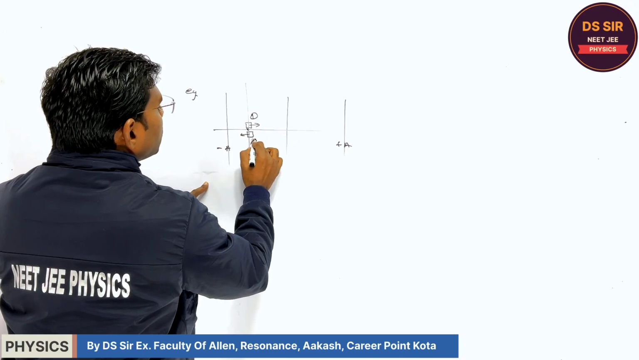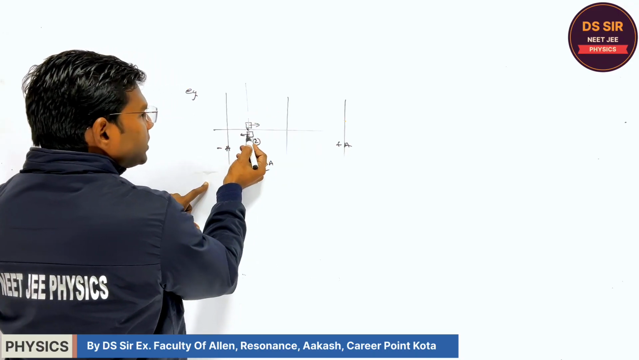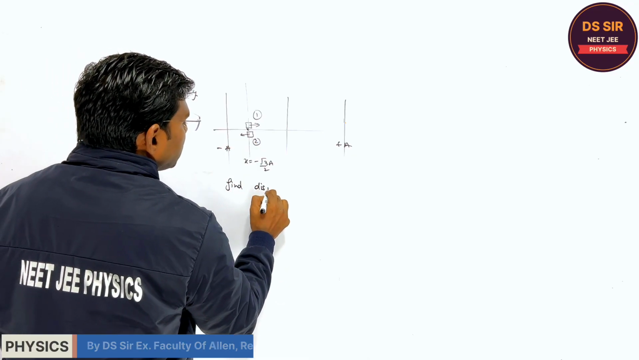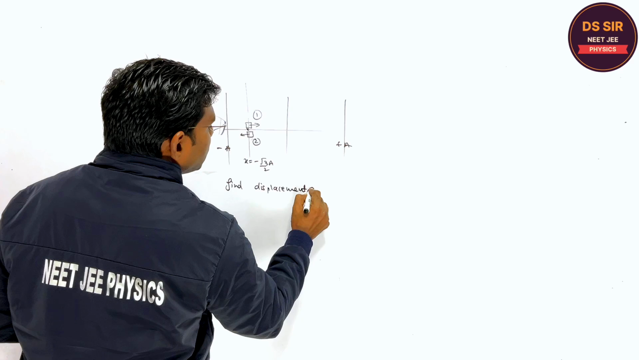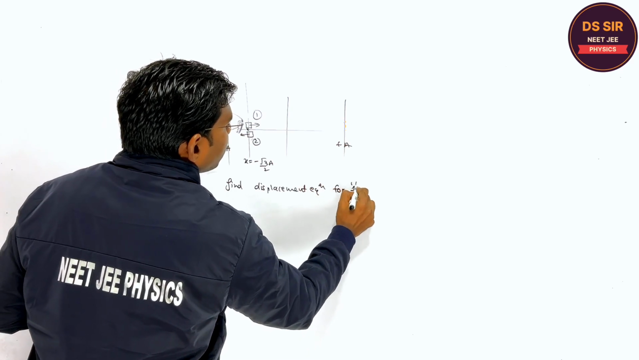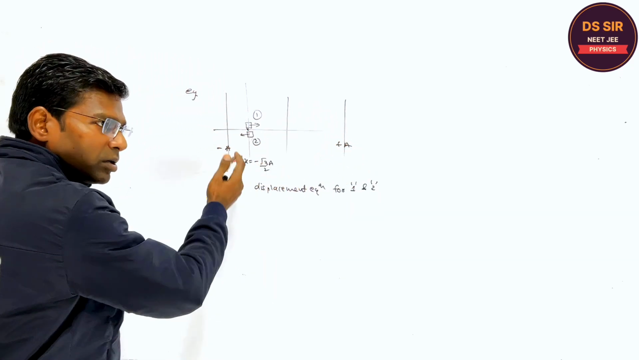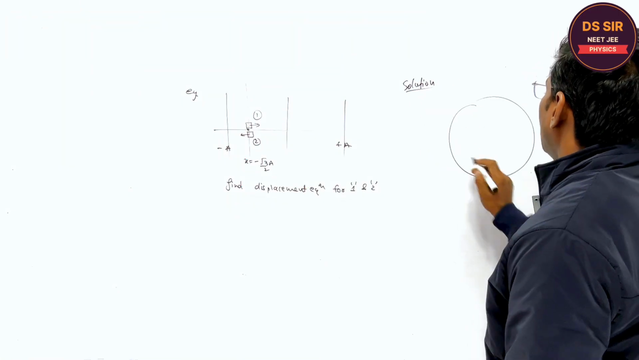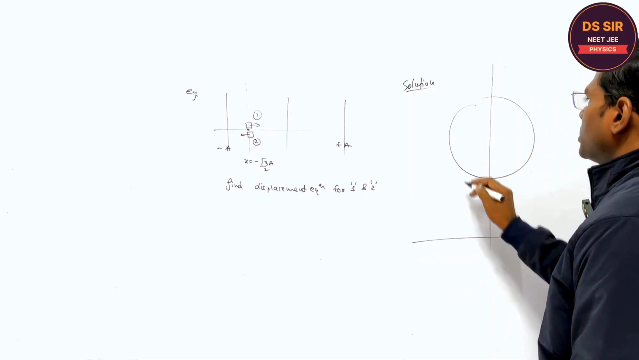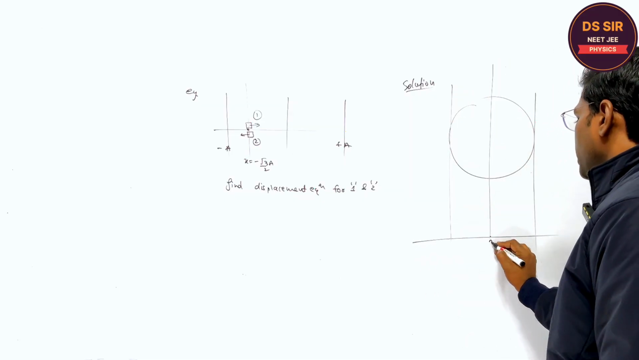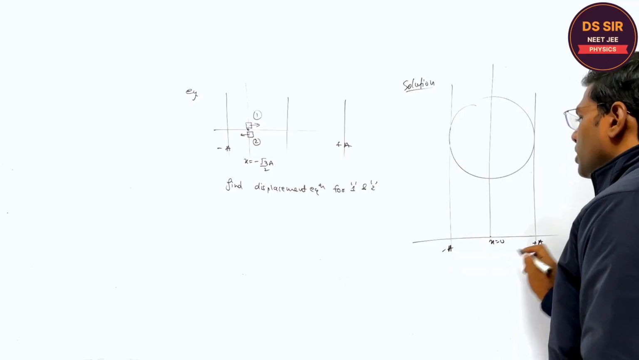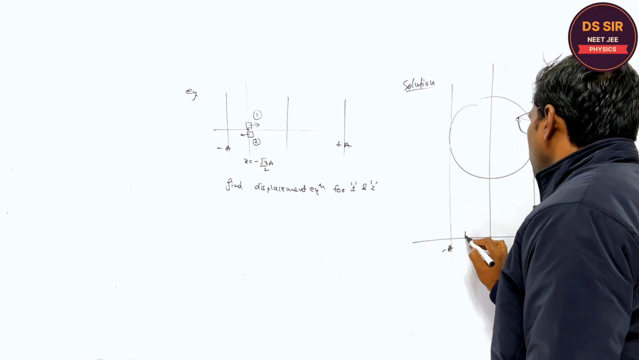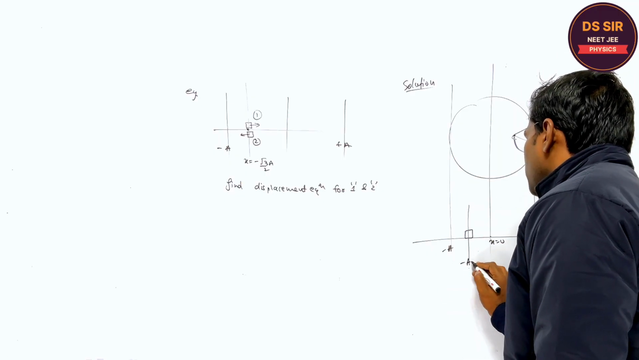The first particle is going towards the mean position, and the second is going away from the mean position, right? Find the displacement equation for particles 1 and 2. Try this. For this question, make the corresponding particle on the circle. This is x equal to 0, minus A, plus A.